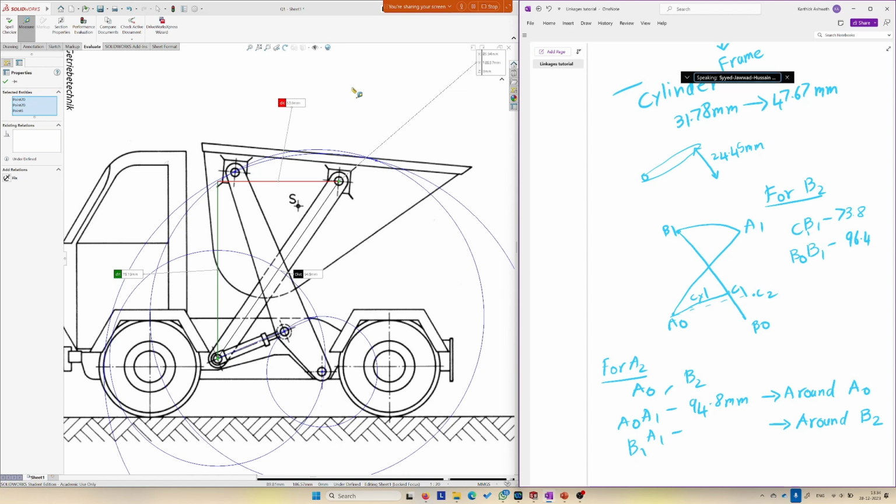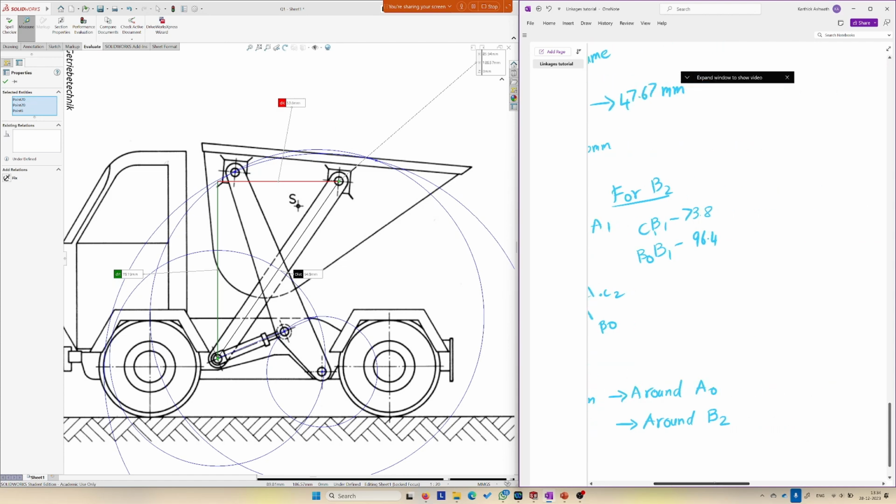And for B2, we draw one circle around B naught and one circle around C2. Yes. And for the location of B2, we took one distance of B1 C1 and one distance of B1 B naught. Yes.